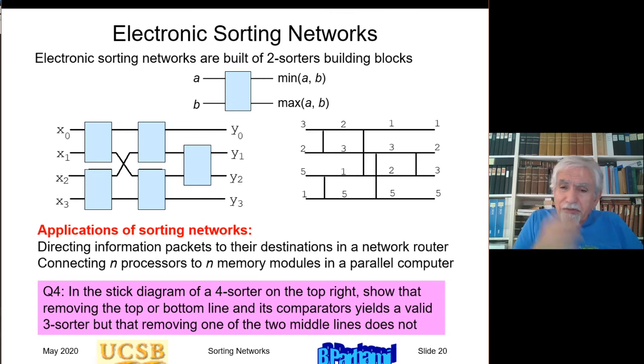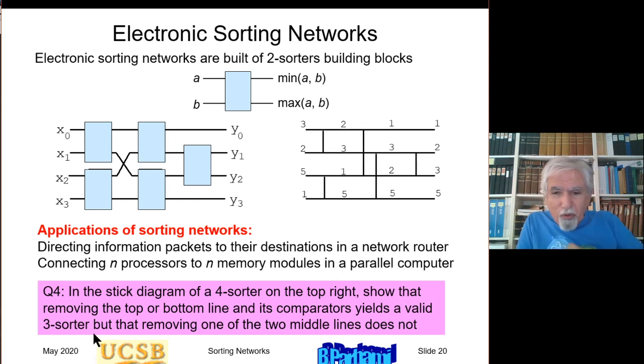So the final question for this lecture is this. In the stick diagram of a four sorter on the top right, I'm referring to this. Show that removing the top or bottom line and its comparators yields a valid three sorter. So in other words, if I remove this line, the top line, and all the comparators, of course, that are connected to it, because those are useless now, or if I remove this bottom line and the comparators connected, show that what remains is a valid three sorter.